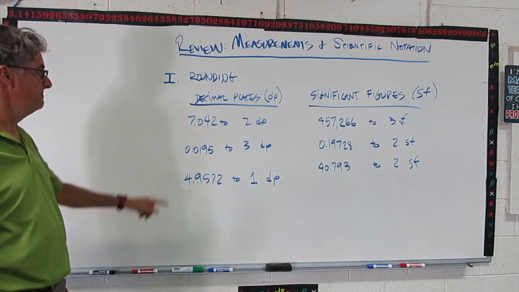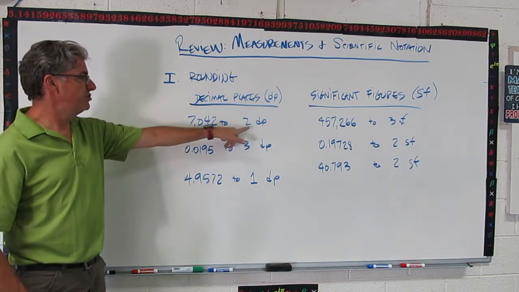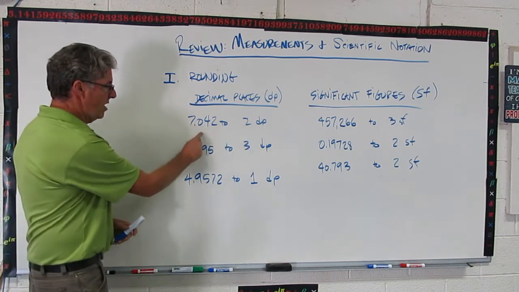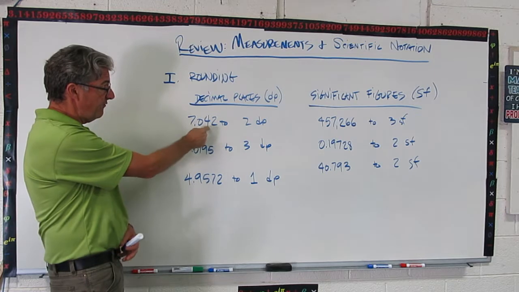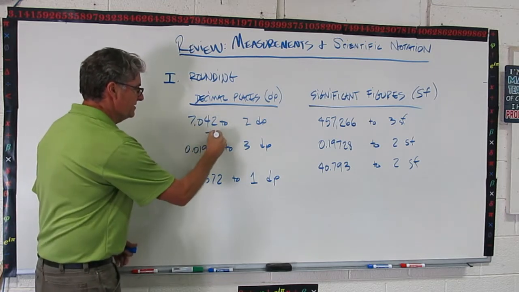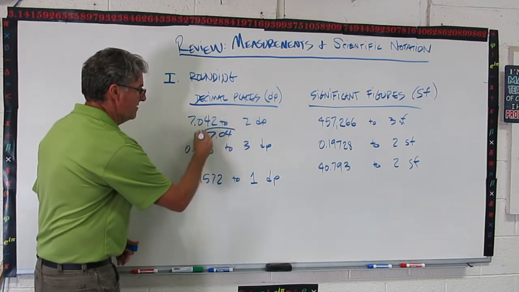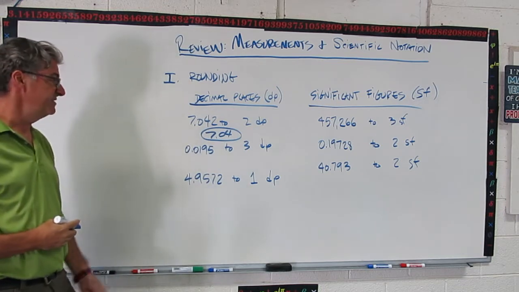Okay, let's see how you did. 7.042 to 2 decimal places. 1, 2, that's the 4. Does the 2 over here round the 4 up? It does not. So this is going to be 7.04. That's 2 decimal places.